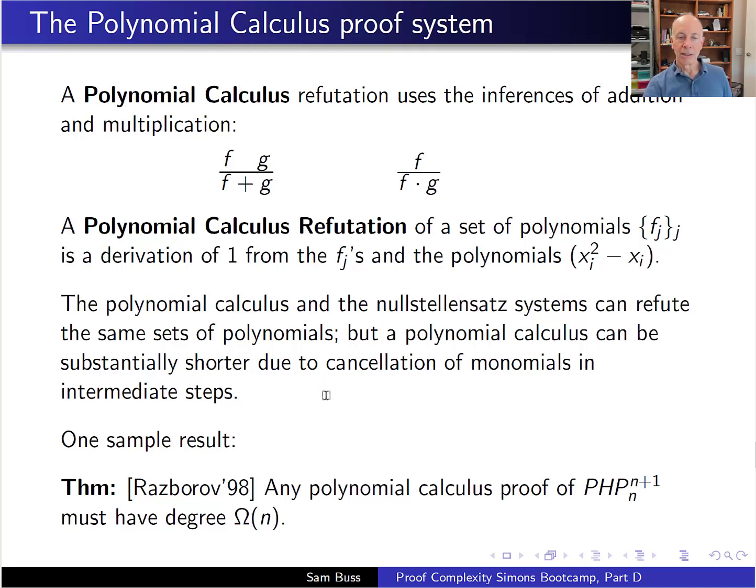And so the polynomial calculus and the Nullstellensatz systems can refute, of course, exactly the same sets of polynomials, but a polynomial calculus refutation can be substantially shorter and have substantially smaller degree due to the cancellation of monomials in intermediate steps. So one sample result here, and a rather strong result for the polynomial calculus: any polynomial calculus refutation of the polynomials expressing the negation of the pigeonhole principle must have degree linear, omega of n, in n.